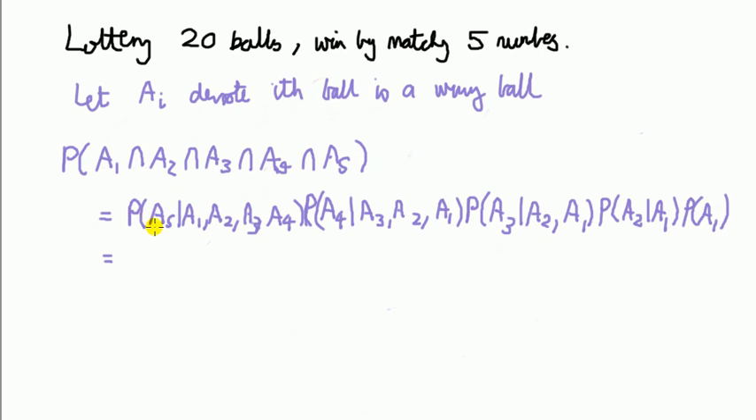What's the probability that the fifth ball is a winning ball given that all the preceding 4 balls were winning balls? Well, there's only 1 ball left in that case that is a winning ball, and this is out of 16 balls, that's 1 over 16 times the same thing. What's the probability here that the 4th ball is a winning ball given the preceding balls 1, 2 and 3 were winning balls? Well, there's only 2 balls in there, and that's out of 17. Likewise for the other ones.